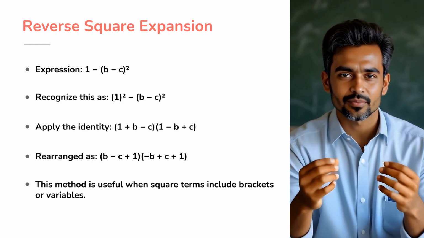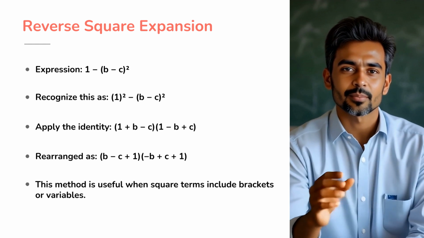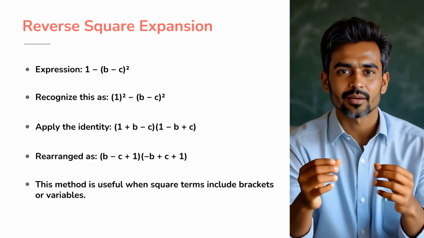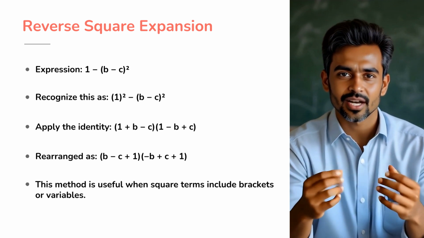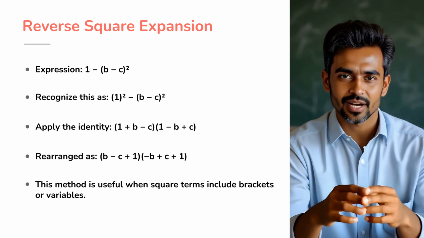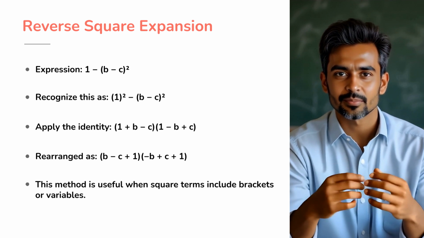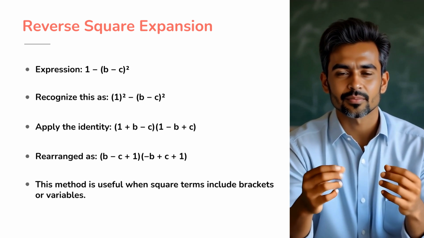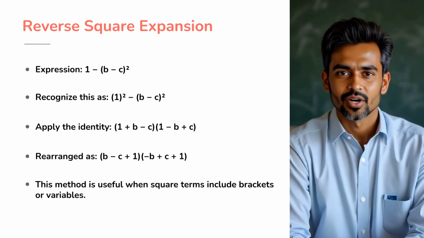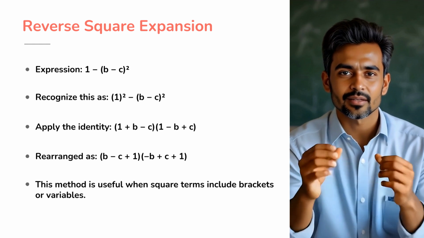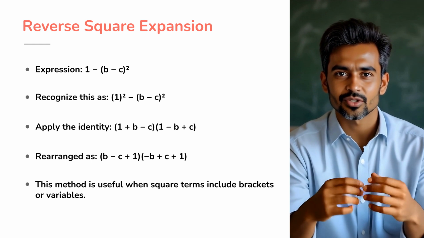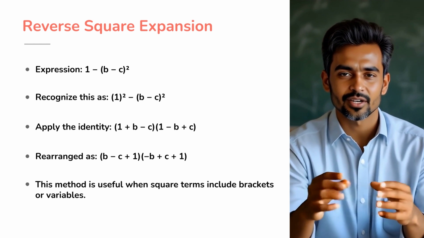So this becomes open bracket 1 plus open bracket b minus c close bracket close bracket into open bracket 1 minus open bracket b minus c close bracket close bracket. Simplify the expressions. First bracket becomes b minus c plus 1. Second bracket becomes minus b plus c plus 1. So final factors are open bracket b minus c plus 1 close bracket into open bracket minus b plus c plus 1 close bracket. Even complex looking terms can be handled if you apply the pattern carefully.